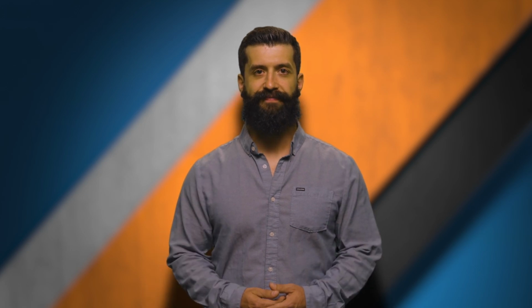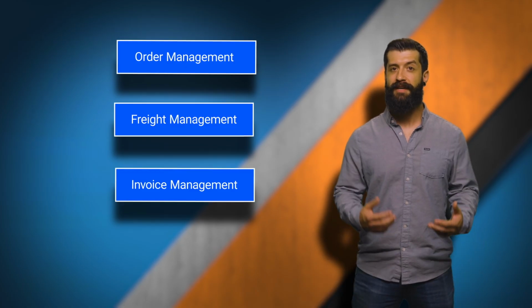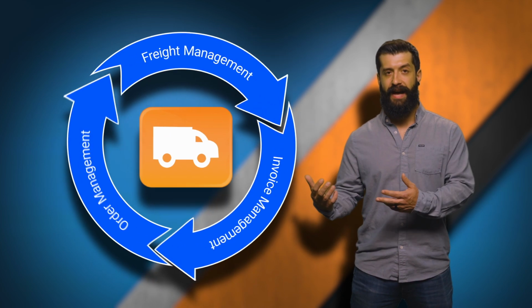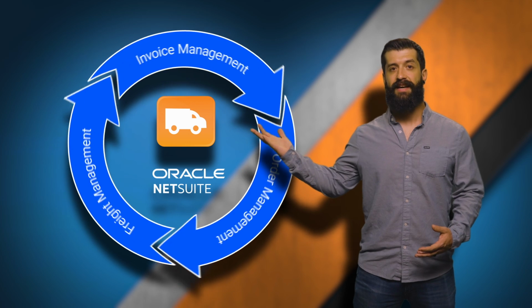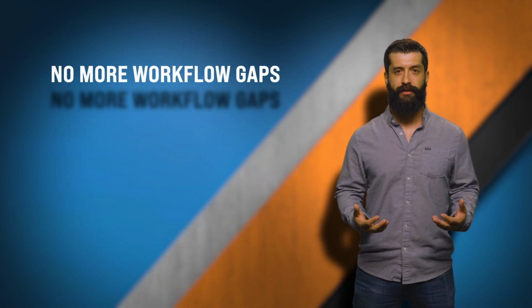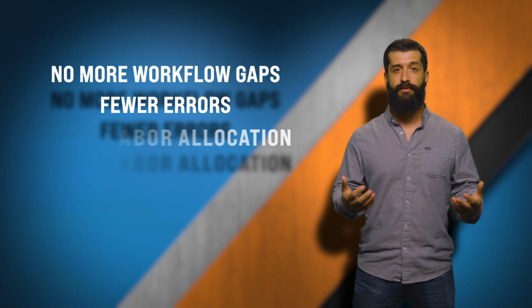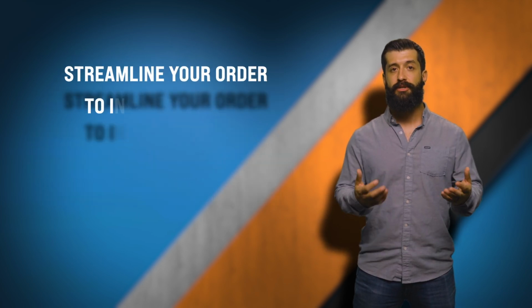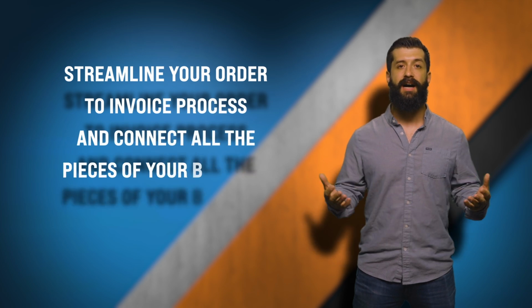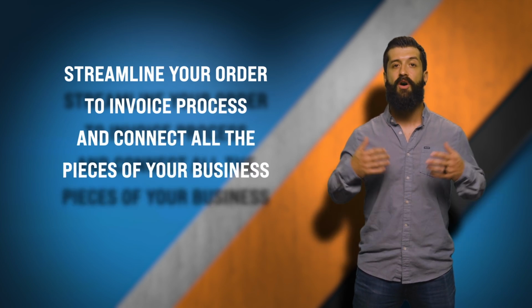Many businesses have identified major gaps between processing orders, managing shipments, and resolving invoices. Fortunately, MyCarrier's powerful ERP integrations tie the front and back ends of your operations together, transforming your entire business. This cyclical end-to-end connection means no more gaps in your workflow, fewer errors, improved use of workforce talent, and optimized freight spend. The automation and visibility you get with these integrations streamline your entire order-to-invoice process and connect all the pieces of your business. Watch my friend Ryan, MyCarrier's Director of Integrations, explain how it all works.